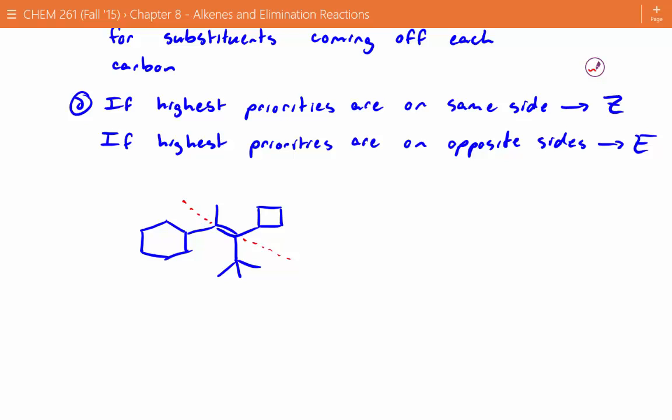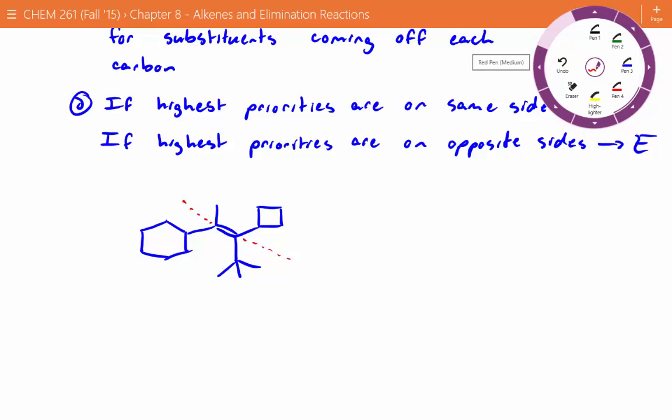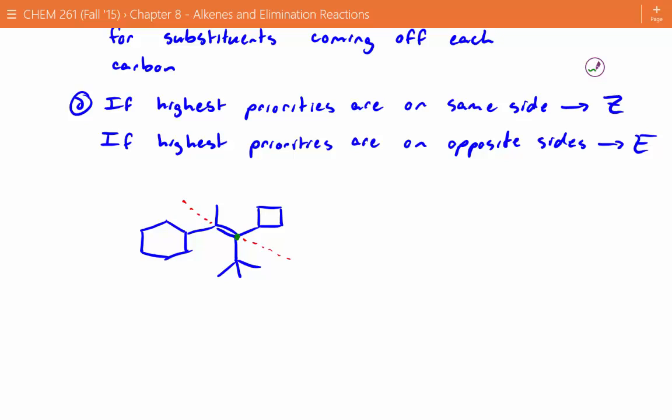Now what we have to do is look at the first carbon. So I'm going to look at this carbon. The substituent coming off here is attached to 3 carbons, so we'd say C, C, C, right? And then over here, what's that substituent attached to? C, C, H. So it's attached to 2 carbons and a hydrogen. Which one's going to be higher priority? The bottom one, the tert-butyl group, that CCC. So we'll name this 1, we'll name this 2.